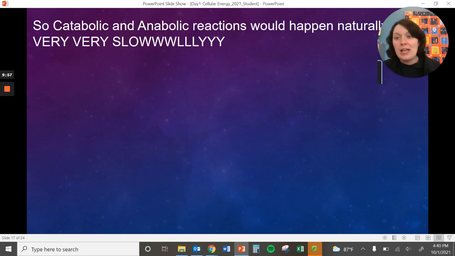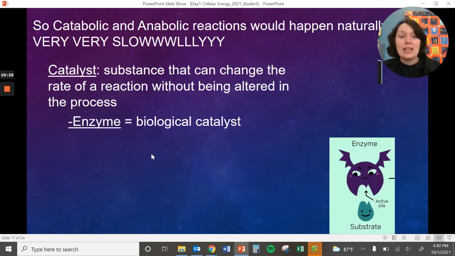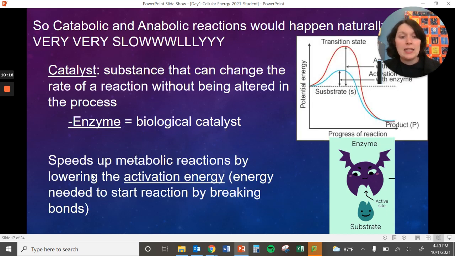Okay, so all of these reactions would really happen very, very slowly. But we don't want that to happen. So we are going to have catalysts in our cells that are able to help with this without altering the process. Okay, so that's our enzyme, our biological catalyst, which we've talked about in the past. So we have our enzyme and our substrate and active sites. And again, what they're doing is they're lowering this activation energy. So they're making it so this reaction can happen a lot faster and more efficiently.